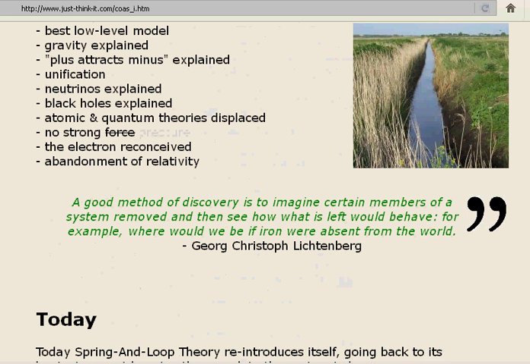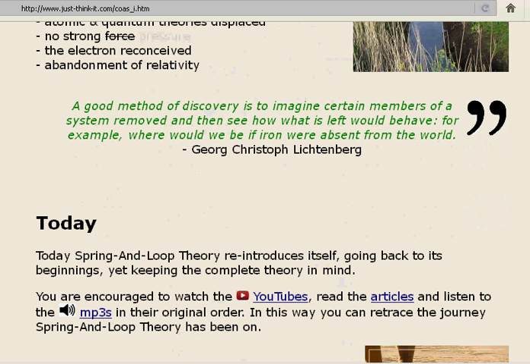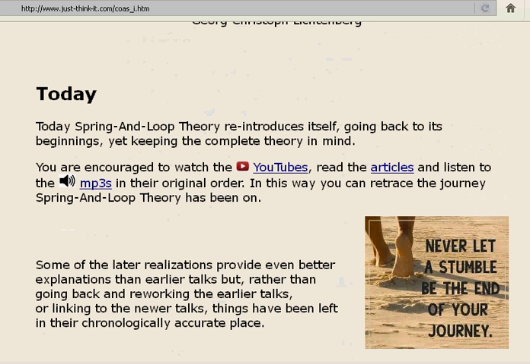A good method of discovery is to imagine certain members of a system removed, and then see how what is left would behave. For example, where would we be if iron were absent from the world? George Christoph Lichtenberg. Today, spring and loop theory reintroduces itself, going back to its beginnings, yet keeping the complete theory in mind. You are encouraged to watch the YouTubes, read the articles, and listen to the MP3s in their original order. In this way, you can retrace the journey spring and loop theory has been on. Some of the later realizations provide even better explanations than earlier talks, but rather than going back and reworking the earlier talks, or linking to the newer talks, things have been left in their chronologically accurate place.